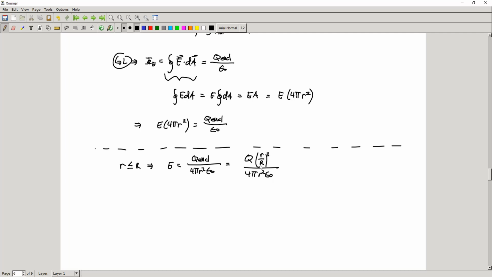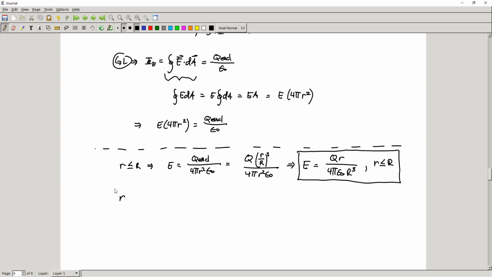Two of these small r's are going to cancel. We can move this big R into the basement, and this gives us our final result. E is equal to Q r over 4 pi epsilon naught big R cubed for r less than or equal to R. Okay, and that's our result when we're inside our insulating sphere.